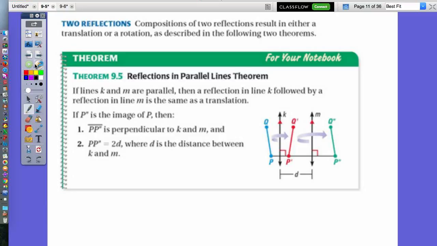Now we get into 2 types of theorems where the final image could be found 2 different ways. So we're first going to talk about reflections in parallel lines. Here I have parallel line K and parallel line M. If I take line segment QP and I reflect it over one parallel line and I reflect it again over a second parallel line, it is the same as a translation.